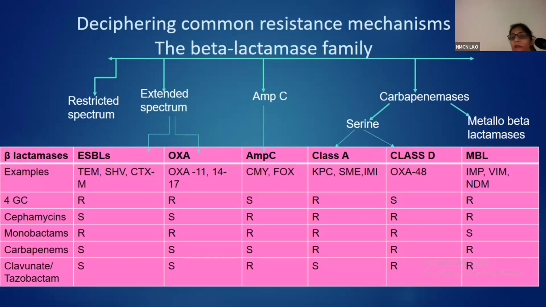Extended spectrum beta-lactamases work on 3rd and 4th generation cephalosporins also, and they are resistant to monobactams also. So if you are getting an AST report showing resistance to ceftriaxone, ceftazidime, cefotaxime, plus aztreonam, but it is sensitive to carbapenems, then you can think of an ESBL. All right. The other one is AmpC. Then we have carbapenemases. The most common carbapenemase in India is NDM, New Delhi metallo-beta-lactamase.